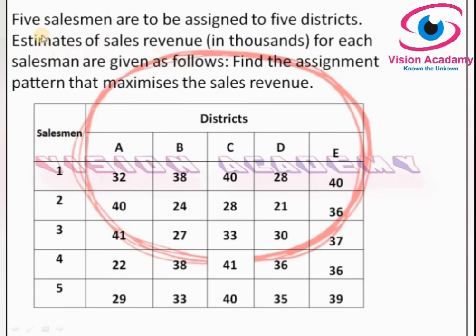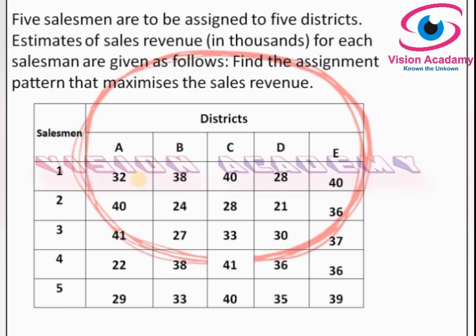Look at here, it is the problem. We have five salesmen and five districts. First of all, it is a squared matrix problem and it's a balanced assignment problem, and along with five salesmen and five districts, estimates of sales revenue of salesmen are also given below. So now what your task is, find the assignment pattern that maximizes the sales revenue. So we have to maximize the sales revenue. So in that pattern we have to assign this. So that's our task.